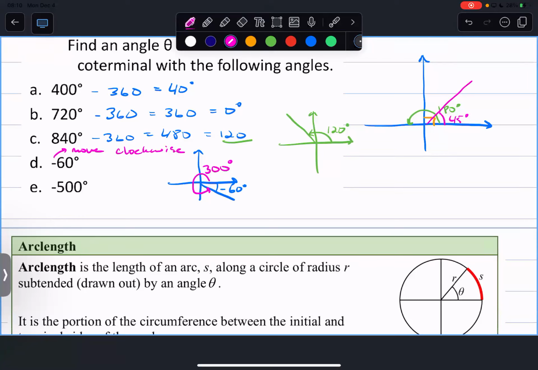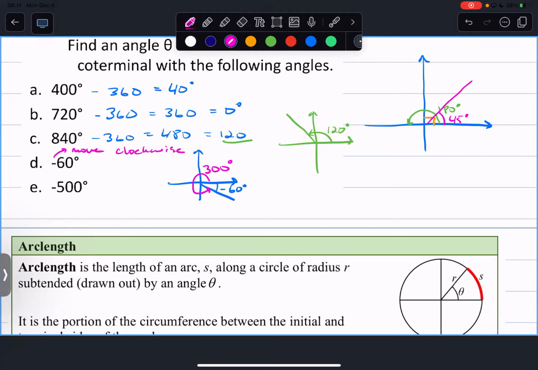Since a full circle has to be 360, if I've moved backwards 60, then I have to go forwards 300 to meet in the same terminal position. How about negative 500? You can do the same thing, just remembering that you're moving clockwise now instead of counterclockwise.